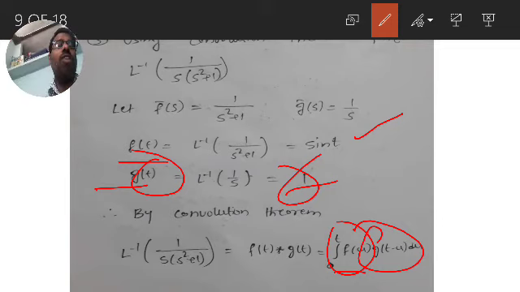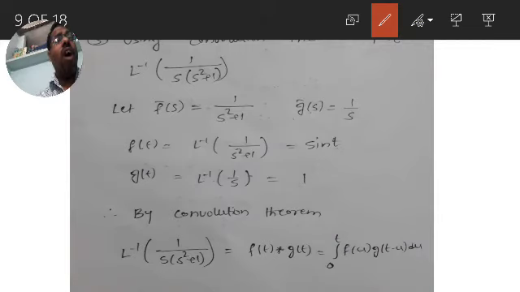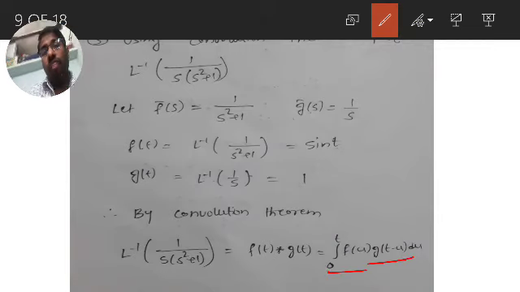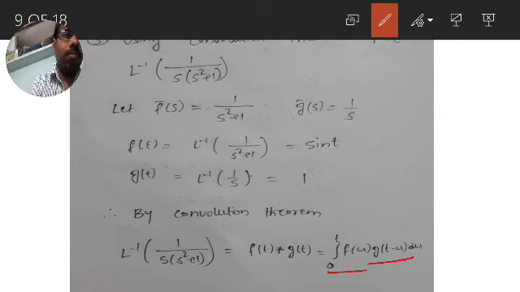So what is g of t minus u? G of t minus u is also 1. So this is sin t into 1. Are you getting? F of u is sin u and g of t minus u is 1. So it is sin u into 1. Integration of 0 to t sin u into 1 into du. Are you getting?